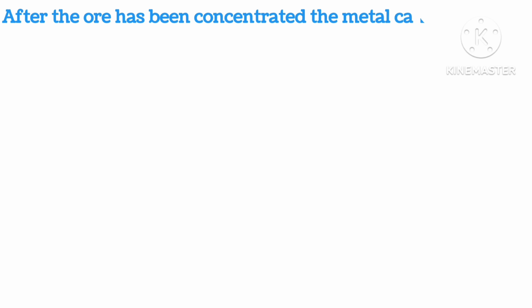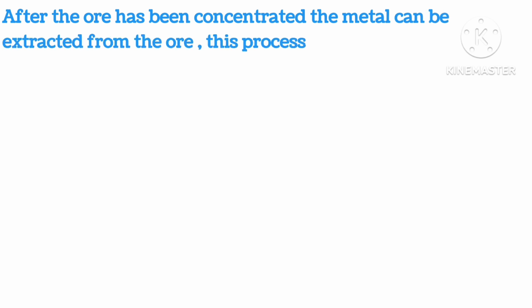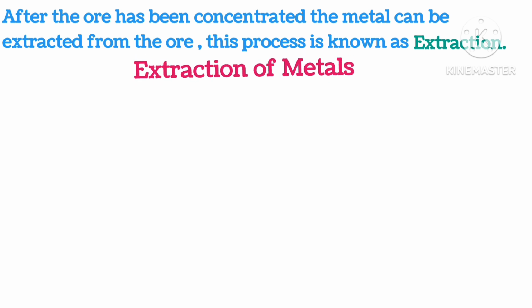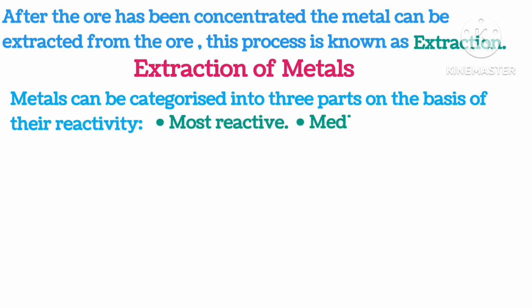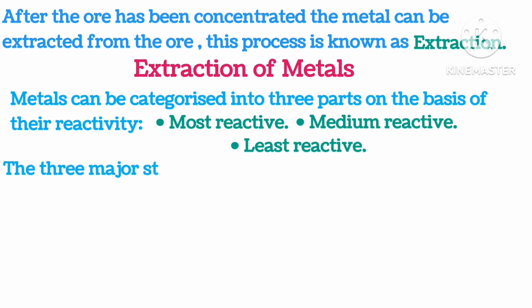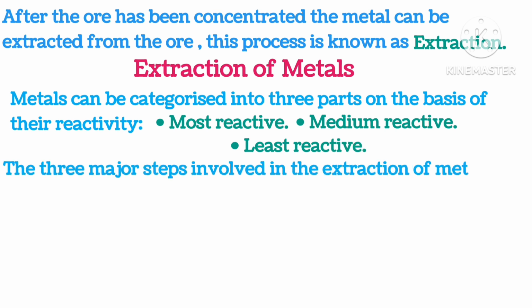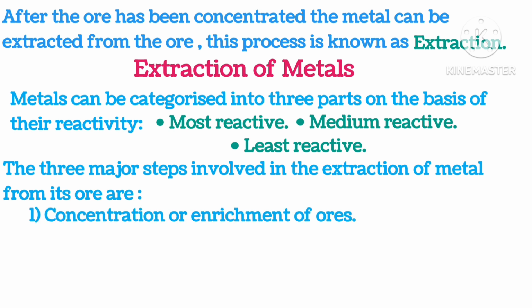After the ore has been concentrated, the metal can be extracted from the ore, and the process is known as extraction. Extraction of metals. Metals can be categorized into 3 parts on the basis of their reactivities: most reactive, medium reactive, and least reactive.